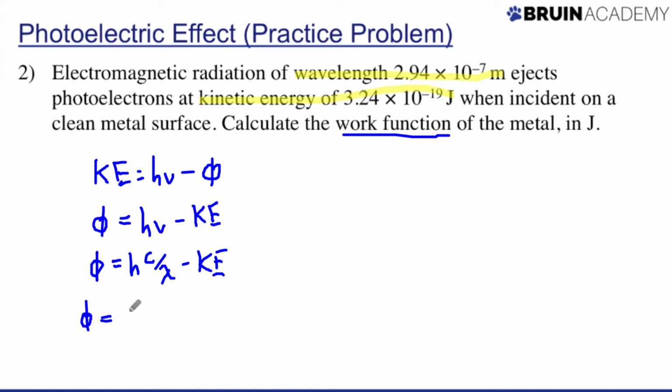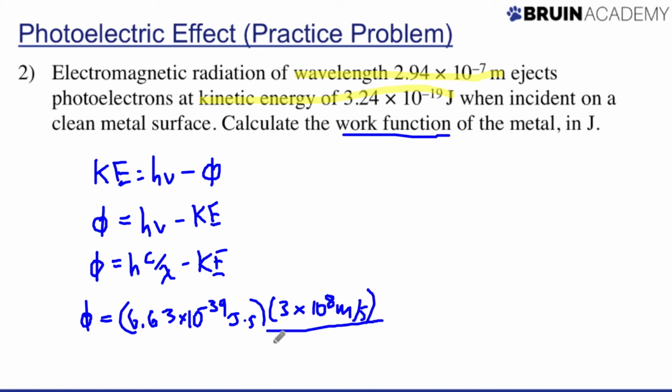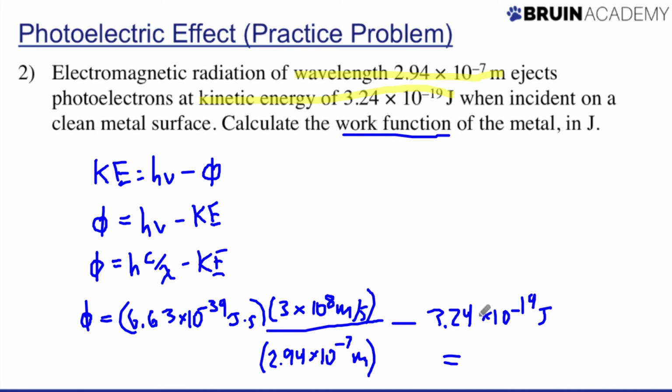So the work function is equal to 6.63 times 10 to the negative 34 joules times seconds, that's Planck's constant, times the speed of light, which is 3 times 10 to the 8th meters per second, over lambda, which is our wavelength, 2.94 times 10 to the negative 7 meters, minus the kinetic energy, which is given to us above, 3.24 times 10 to the negative 19 joules. Put everything in your calculator, press enter, and you should get a final value of 3.53 times 10 to the negative 19 joules.